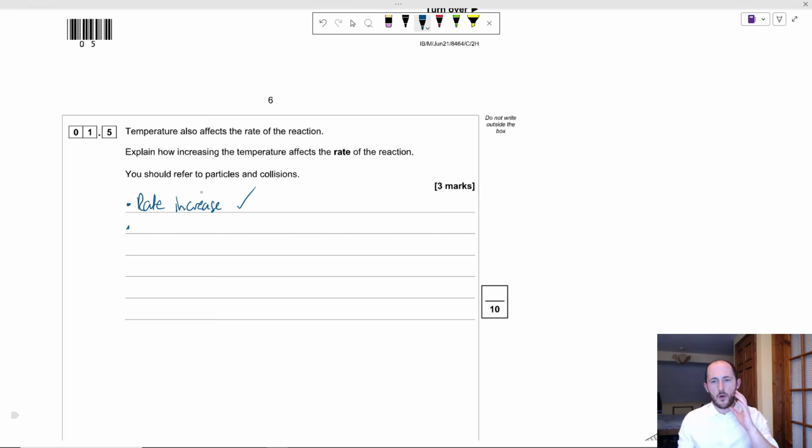So why does this happen? Well, with the temperature, that is directly related to speed. Okay? The hotter a gas is, the hotter a liquid is, the hotter anything is, the faster its particles move. So that's what we're going to refer to. Because the particles are moving faster.